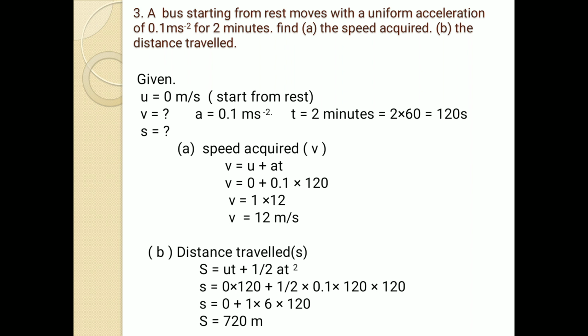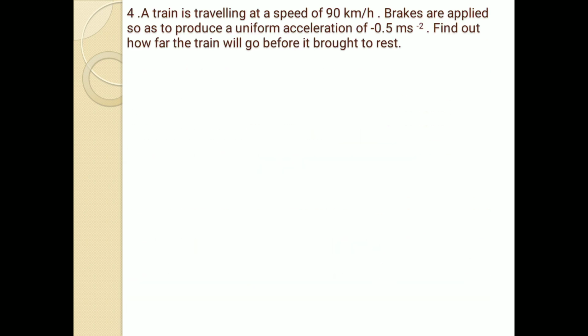So we'll go for one more sum. So this is the next one. This is also by using equation of motion only. Only thing is we have to select the equation of motion by writing the given data. Okay. A train is traveling at a speed of 90 km per hour.